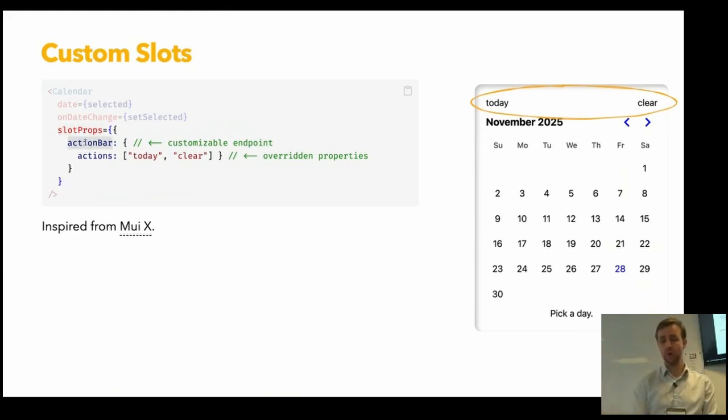And really in MUI, it's as easy as this: the property is the name of the subcomponent of the calendar component. And so, for example, this one is one of the properties. We say, okay, for the component action bar, I'm gonna change the property action. And at this time, I put it to today and clear. And for example, it automatically adds the button today inside.